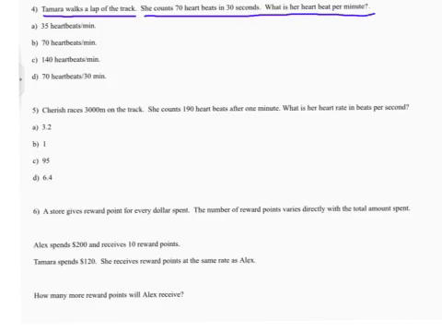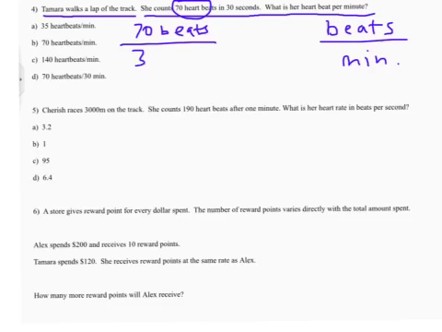Well, we're trying to find beats per minute, and that is a rate. They give us the information that she actually has 70 heartbeats in 30 seconds. And that is not a minute, but we can work with it. Okay, so we know that 30 seconds is half a minute. So we can rewrite the 30 seconds as 0.5 minutes.